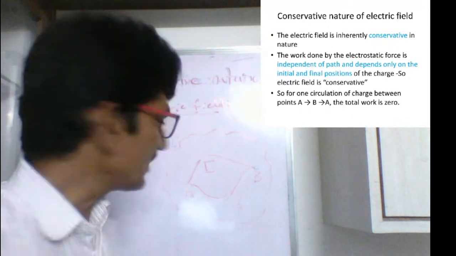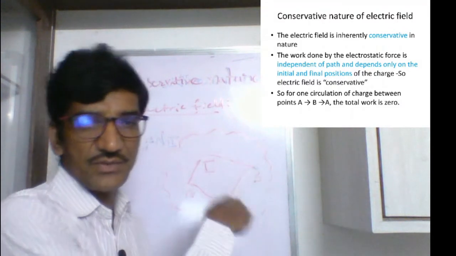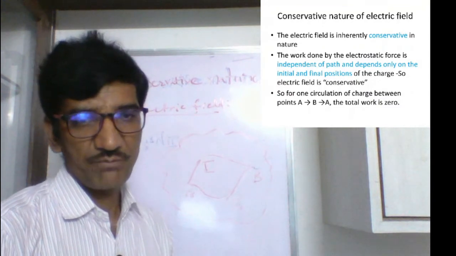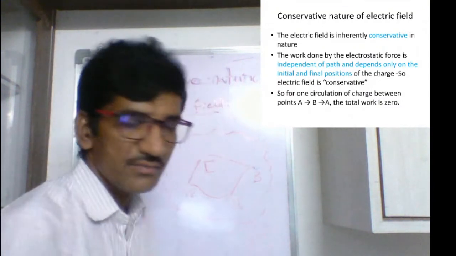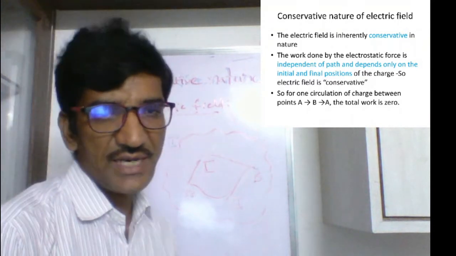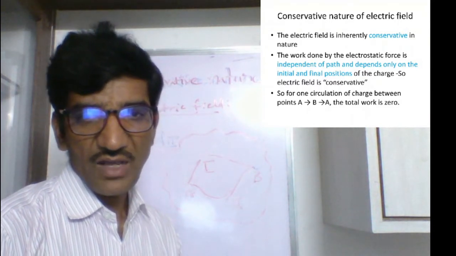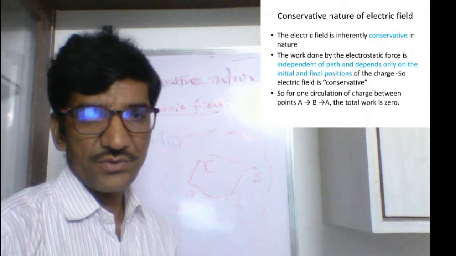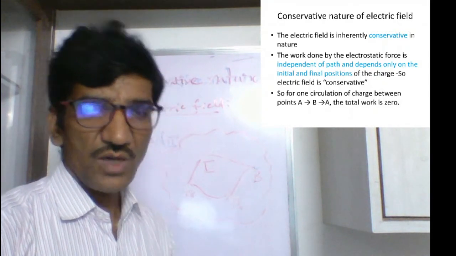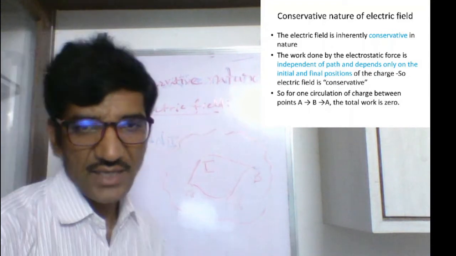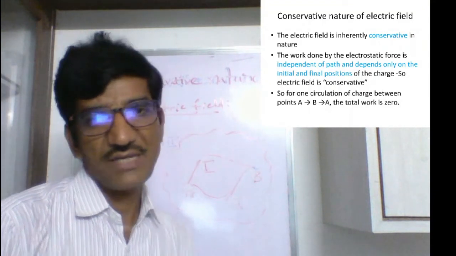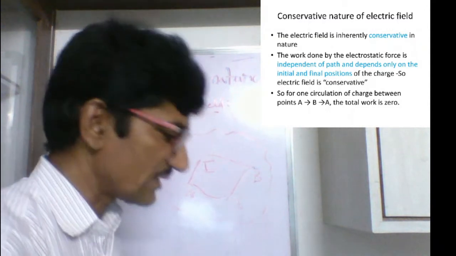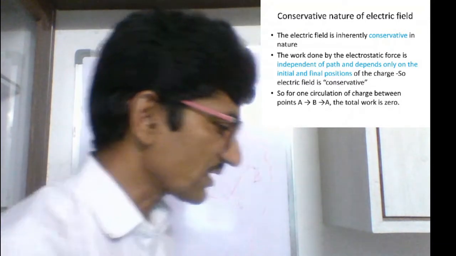Suppose that you are moving the charge from A to B, then B to A. Here, in order to move the charge from A to B, how much work is done? Say W1. If you want to bring the particle back to A, we have to do the same work in the reverse direction. So what is the total work done in this case?